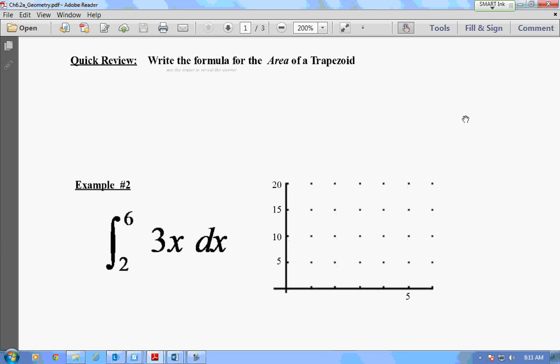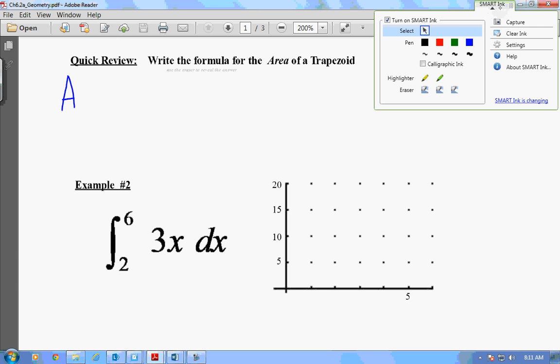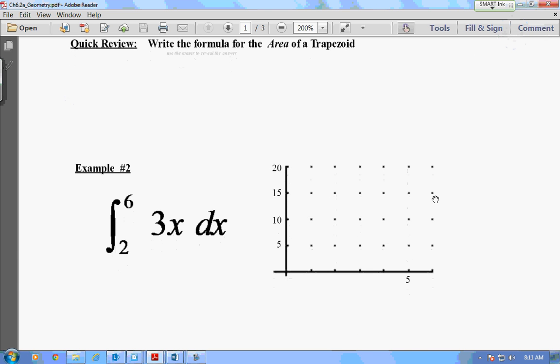Okay, quick review of an area of a trapezoid. Does anyone remember the area formula for a trapezoid? I'll draw one. A trapezoid looks like this. Two sides are parallel, the other two are not. And it's a quadrilateral, or four sides. They could also look like this. Two sides are parallel, the other two are not. I'm going to do a square and a triangle.